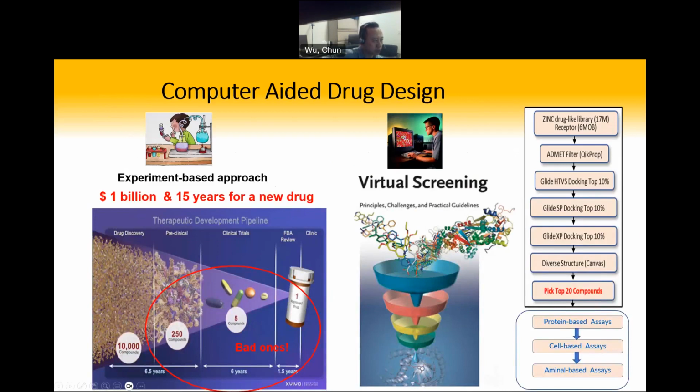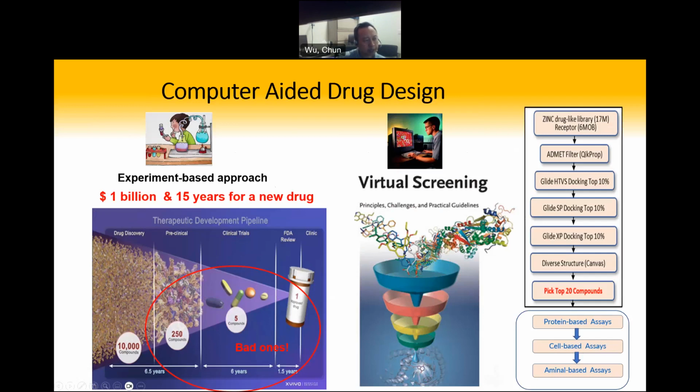The traditional way to develop a drug will take $1 billion and 15 years to develop a new drug, because most of the time resources are spent on the bad compounds. If we can remove the bad compounds before we do the wet lab testing, then we can greatly cut the cost and time for developing the drug. That's the purpose of computer-aided design.